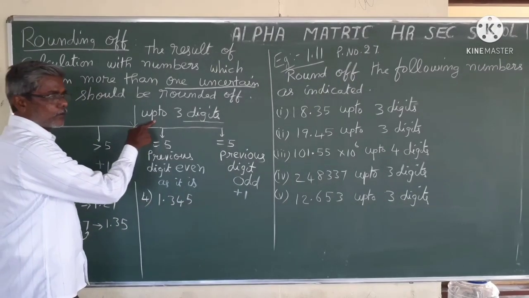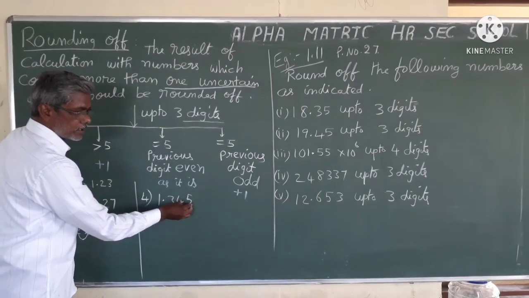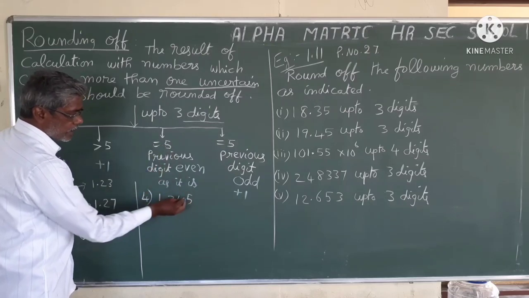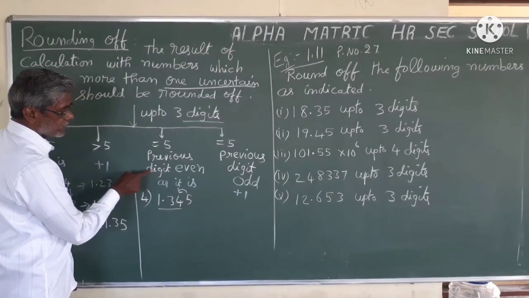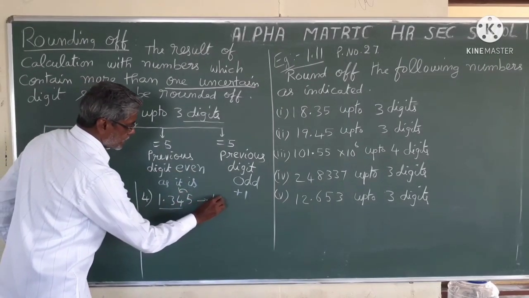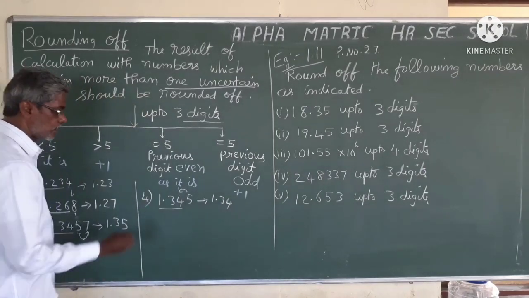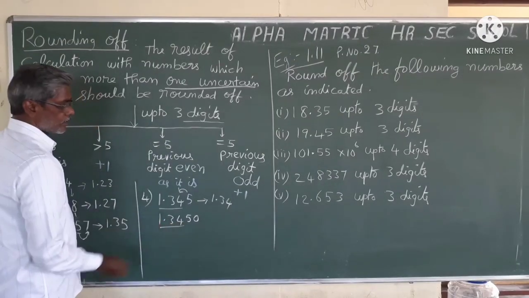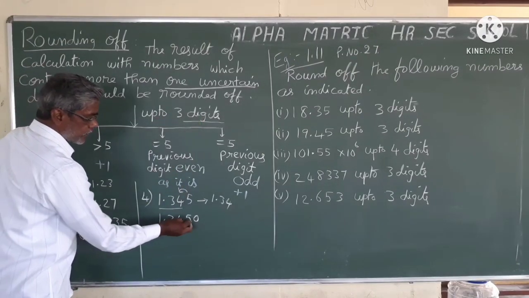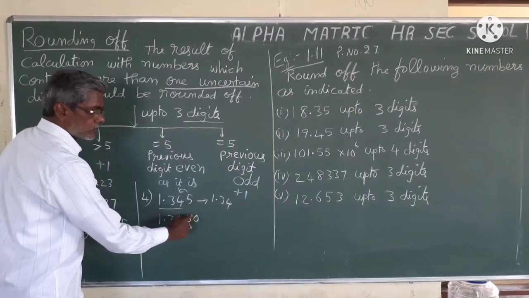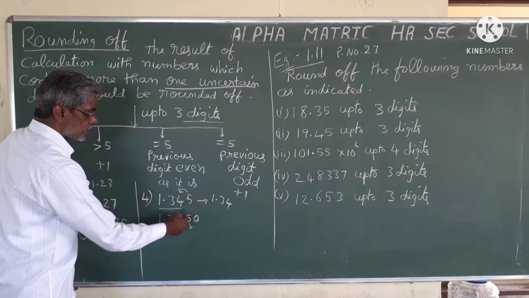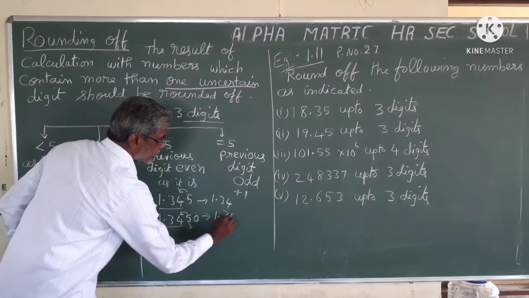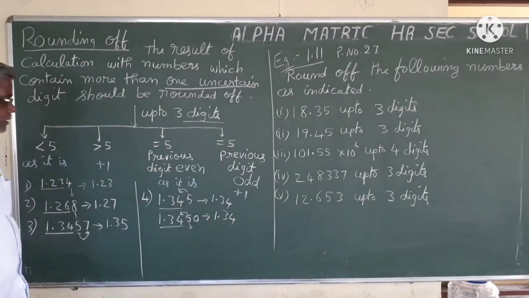1.345. I should round up to 3 digits. The last digit is equal to 5 and the previous digit is even. Then I should write as it is. So up to 3 digits, 5 should be dropped, but it is followed by 0. In that case, if the previous digit is even, in that case also you must write as it is. Clear? Next one.